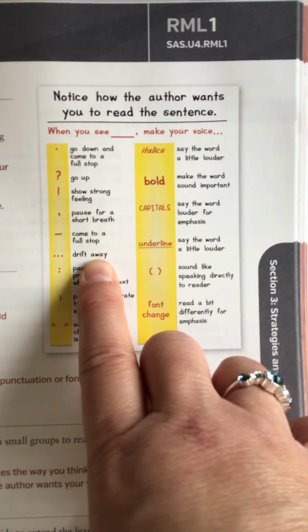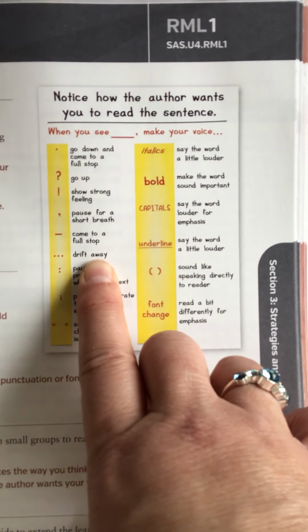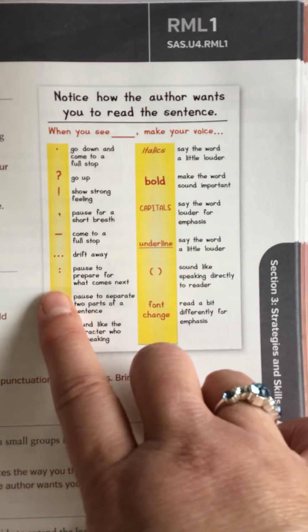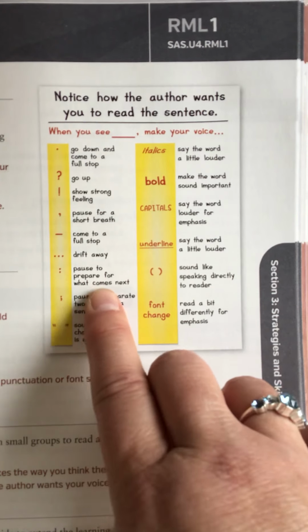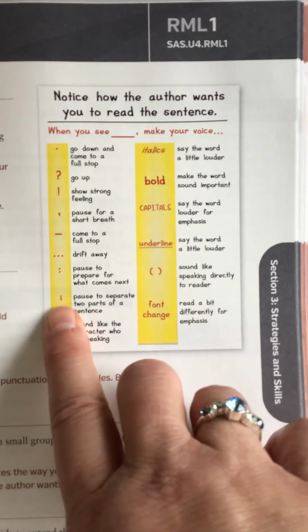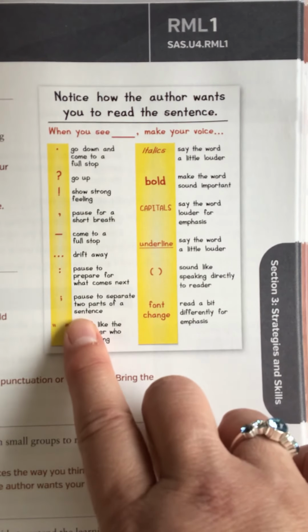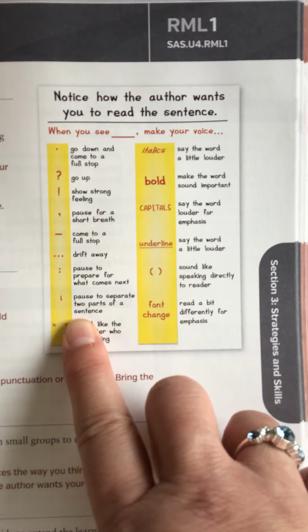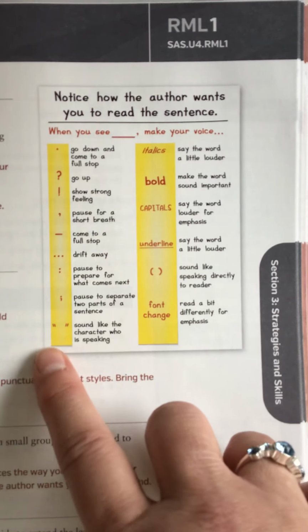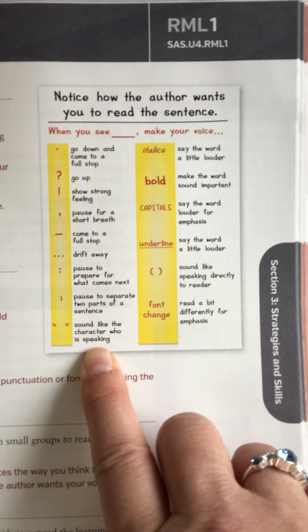So you make your voice just kind of drift away. Make it kind of elongate that last word. When you see a colon, make your voice pause to prepare for what comes next. When you see a semicolon with the dot and then the comma, pause to separate two parts of the same sentence. And when you see quotation marks, make your voice sound like the character who is speaking.